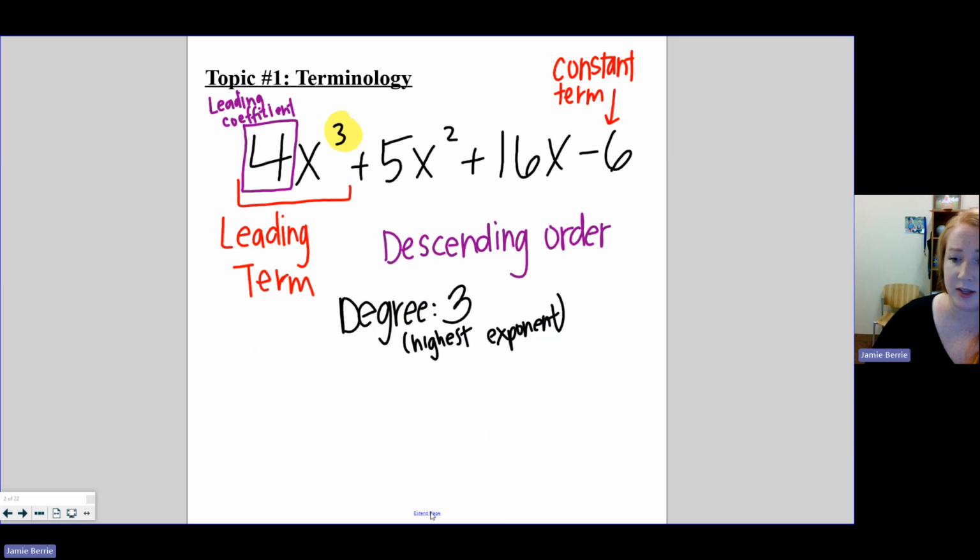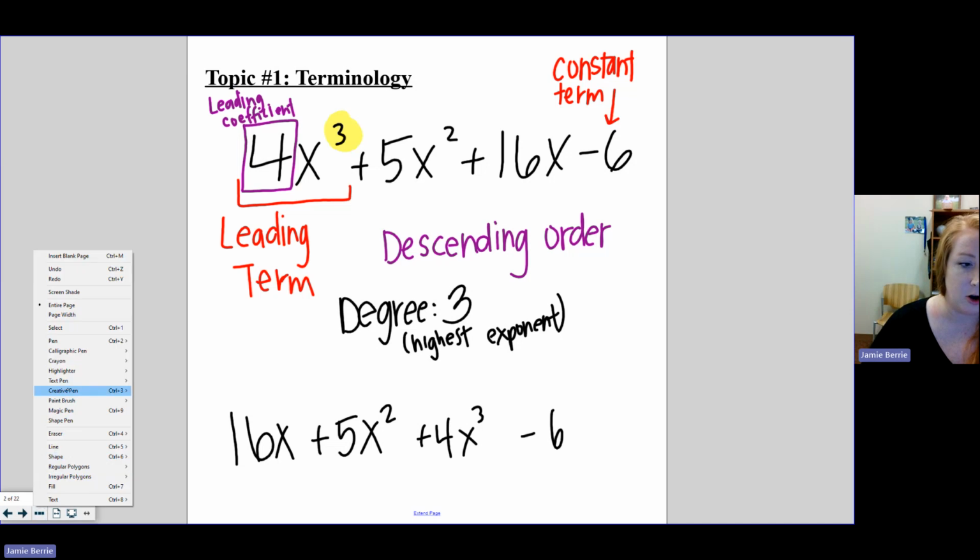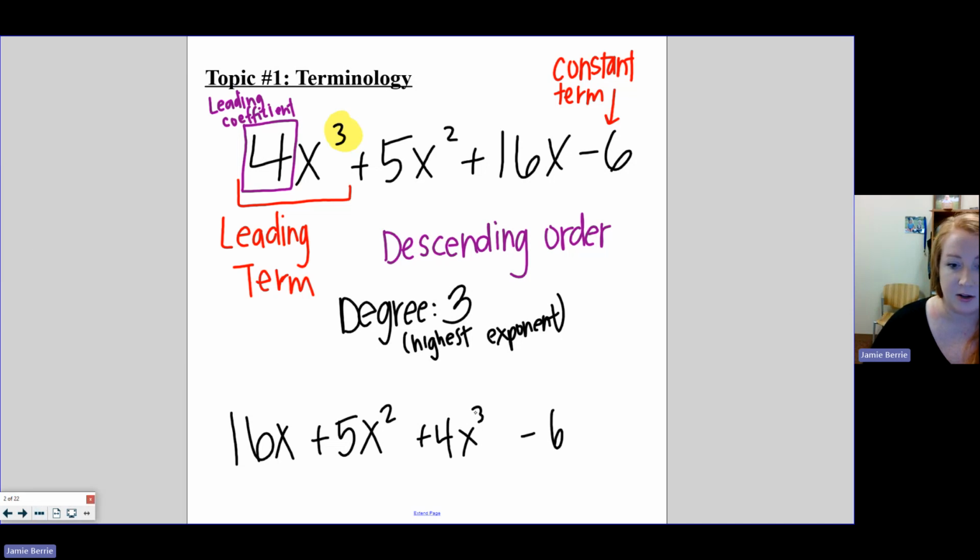And it's important to note that even if this was mixed up, like if I had written it as 16x plus 5x squared plus 4x cubed minus 6, I just wrote those in a random different order, this would still be a degree 3 polynomial. You're always looking for the highest exponent, or the largest exponent. So this is still a degree 3 polynomial, even if you write it in a different order.